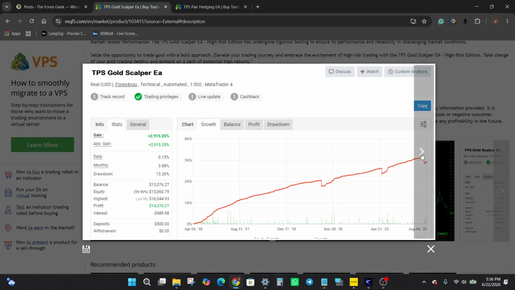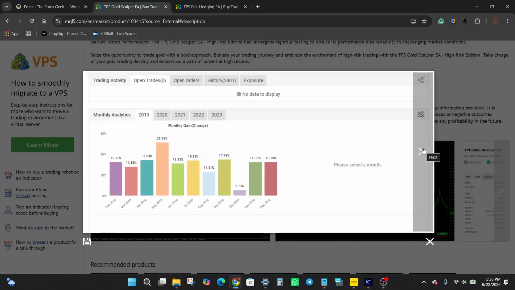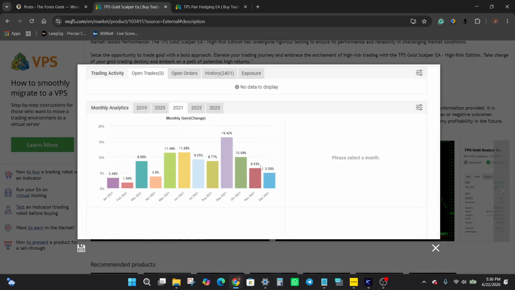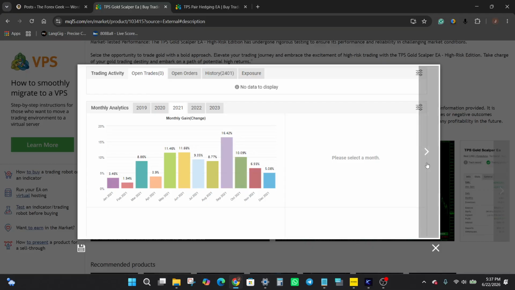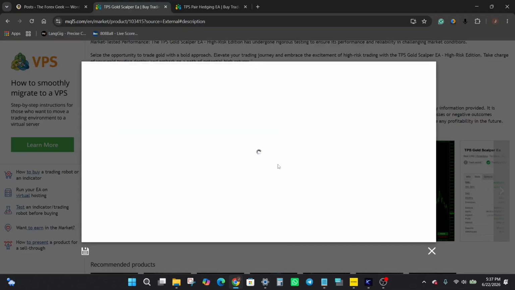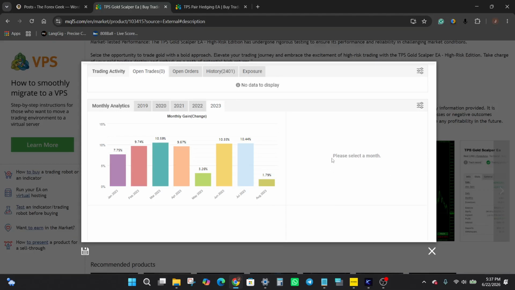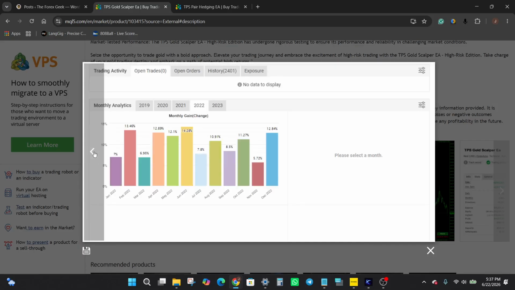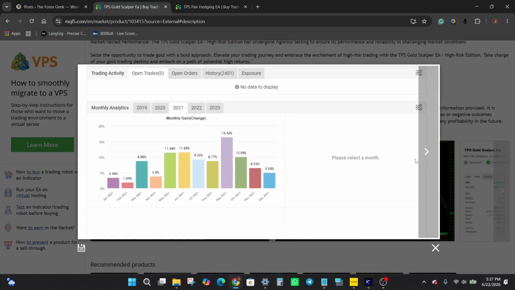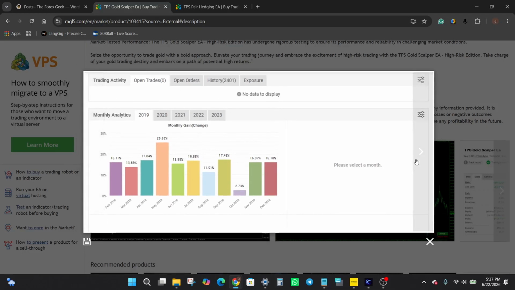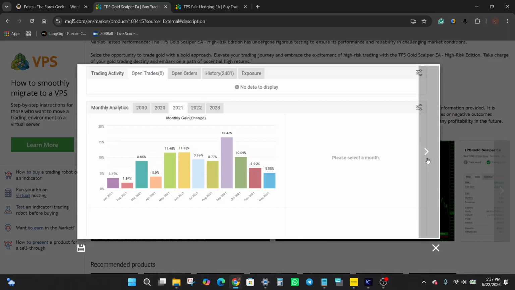Now, I can see here that based on the provided images, the EA seems to have generated over 2,900%, and this shows different monthly gains. This was in 2019 and here was in 2021. This was 2022, and this was 2023. Before we head over though, I don't know why 2020 was skipped. I don't want to assume anything negative, but maybe 2020 was, I'm just going to stop there.